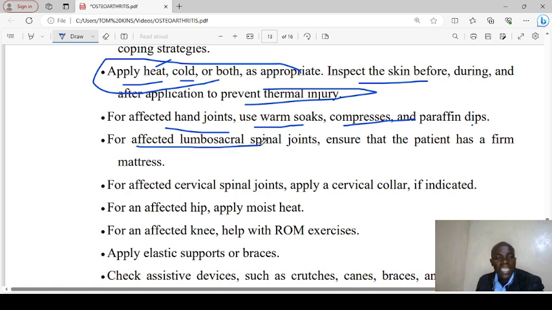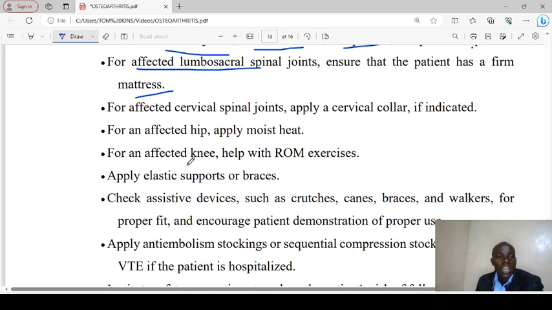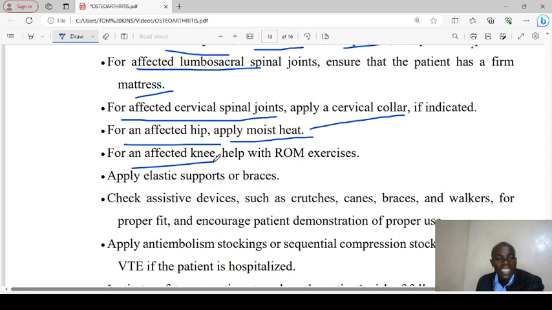Also for the affected lumbosacral spinal joint, ensure that the patient has a firm mattress. Also, for affected cervical spinal joints, apply a cervical collar if indicated. For affected hip, apply moist heat. For affected knee, help with range of motion exercise. Apply elastic supports or braces.